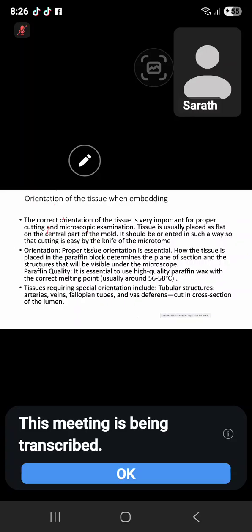Orientation. Proper tissue orientation is essential. How the tissue is placed in the paraffin block determines the plane of section and the structure that will be visible under the microscope. So that means orientation is very, very important, very, very crucial. Depending on the orientation, it determines the plane of the section and the structure that will be visible under the microscope.